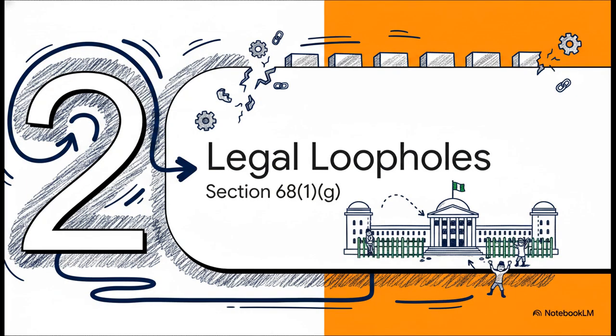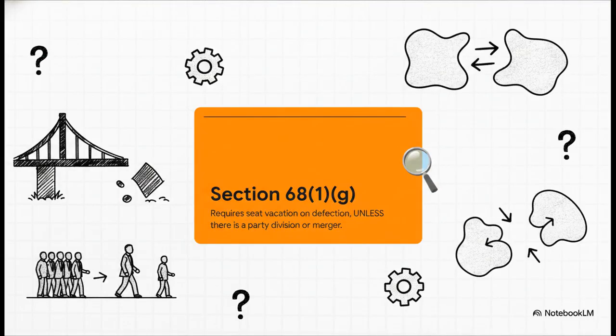Moving on to Section 2, Exploiting Constitutional Loopholes, Analyzing Section 68(1)(g). Now, the original designers of our Constitution actually tried to patch this exploit. They wrote Section 68(1)(g), which explicitly says legislators have to vacate their seats if they defect from the party that sponsored them. Sounds solid, right?